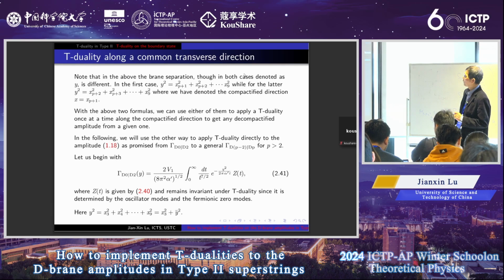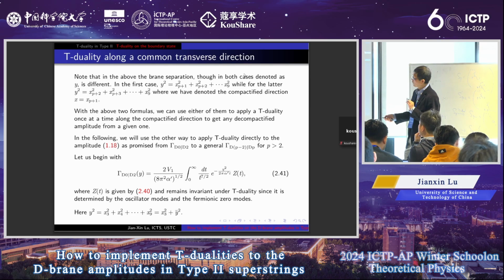For doing this, we do one TDR at one time. Since it's a D2 and D0 brane, the transverse directions to both of the branes are x3 squared plus x4 squared up to x9 squared. So I just divide this. I'm going to do TDRT on the x3 direction, so I just write y bar squared as the rest of them. So I want to do the TDRT on this direction.